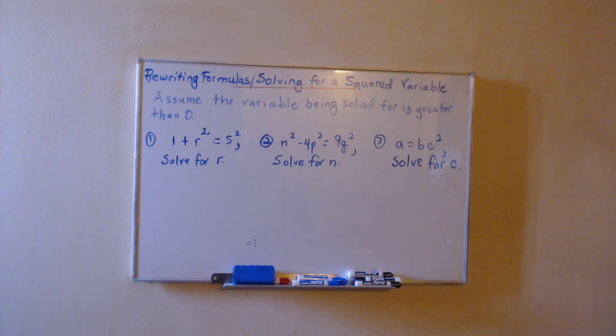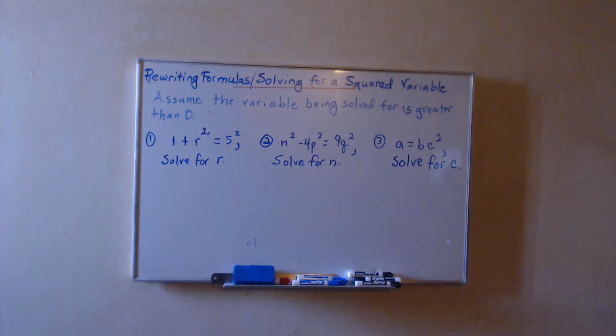In each of these examples, we are being asked to rewrite a formula to isolate a variable that has been squared. For right now, we're going to assume that the variable being squared is something where what's plugged in is greater than 0, so something positive. We'll talk about the meaning of that shortly.